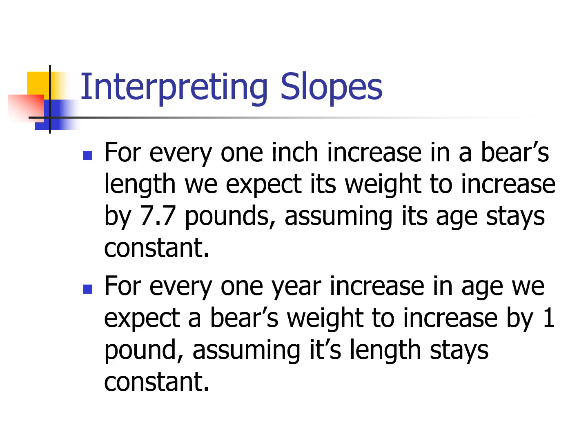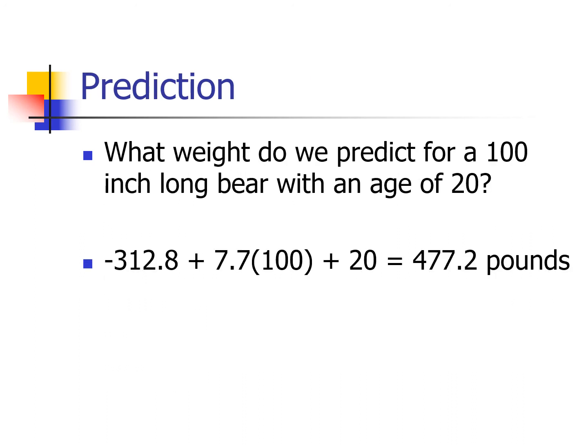We would interpret the age coefficient by basically saying, for every 1 year increase in age, we expect a bear's weight to increase by 1 pound, assuming its length stays constant. Okay. What weight would we predict for a 100-inch long bear with an age of 20? Just plug the numbers in. I'll leave it to you to pull out your calculator and verify, but I believe it's 477.2 pounds if we're using those numbers as I rounded them there.